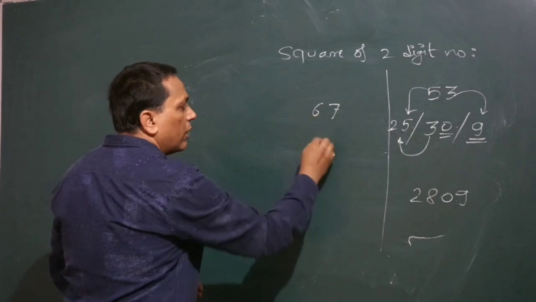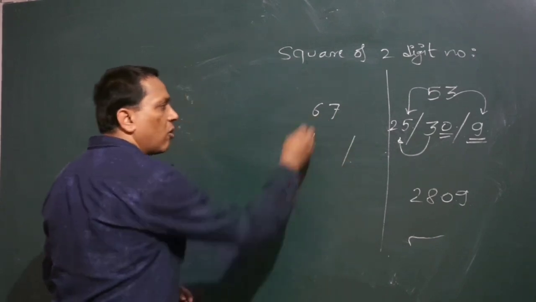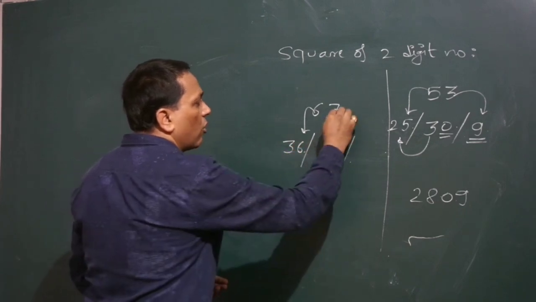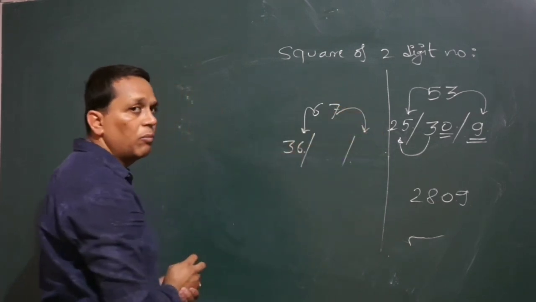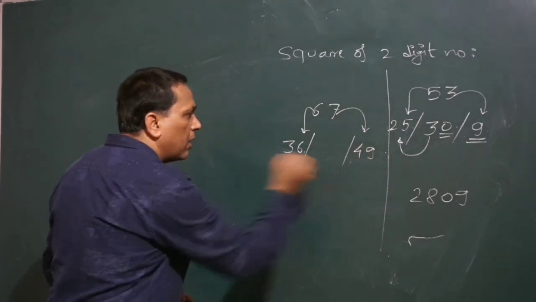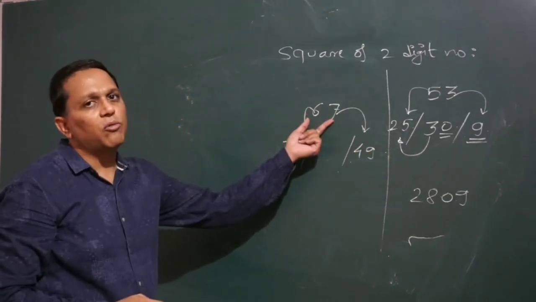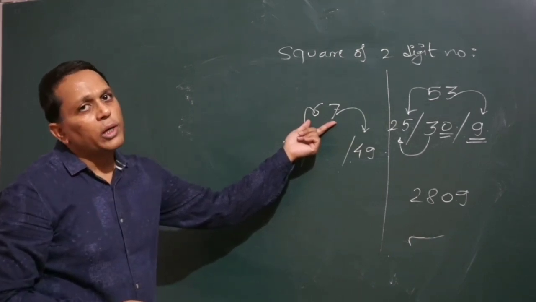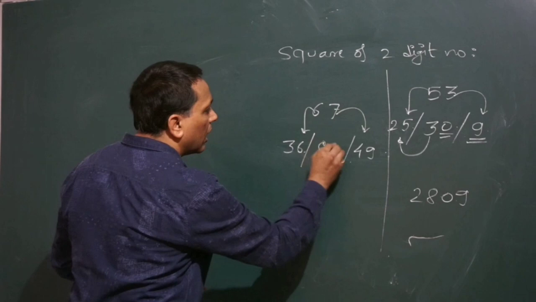67. Now what we do is, the answer is in three parts. For the first part we make the square of 6, that is 36. For the last part we make the square of 7, it is 49. And for the middle part we multiply these two numbers first, 6 sevens are 42, and then we multiply it by 2, 42 twos are 84.